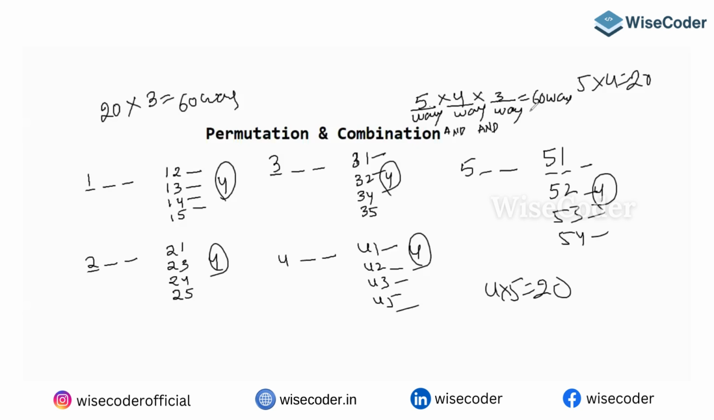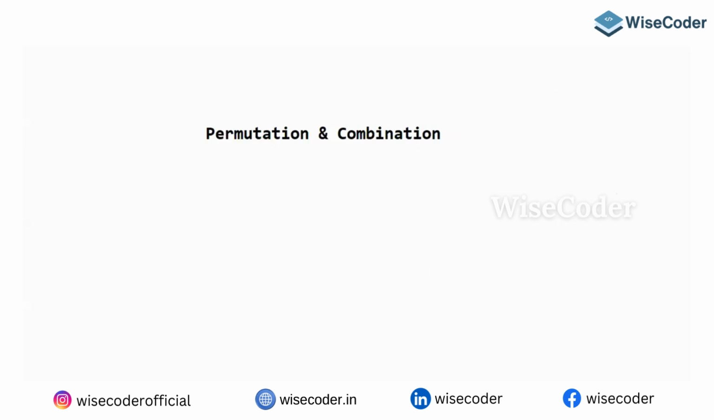Okay, counting. Let's try to solve a few questions. Now we'll talk about the rule of OR. We'll do one question, then we'll go for the rule of OR. Please write down an example.